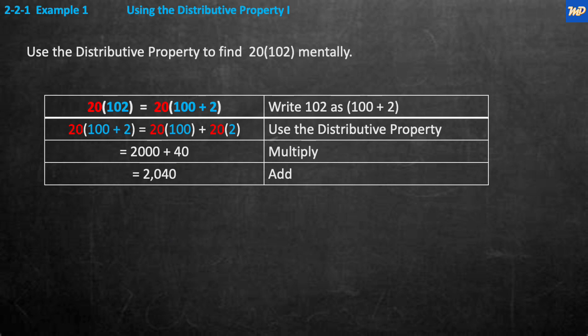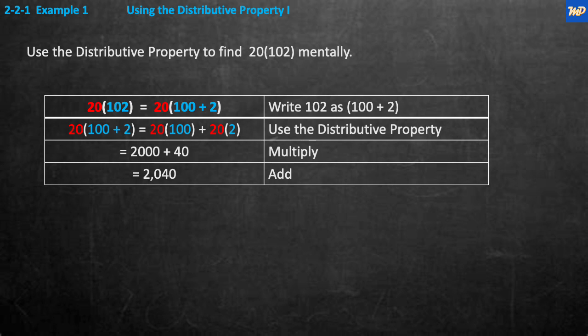Example 1, using the distributive property. This is the first time, they'll show it again with another example. Use the distributive property to find 20 times the quantity 102. And we're going to do this mentally is what they're asking us to do. The first writing of it is 20 times 102. To use the distributive property, we're going to say 20 times 100 plus 2.